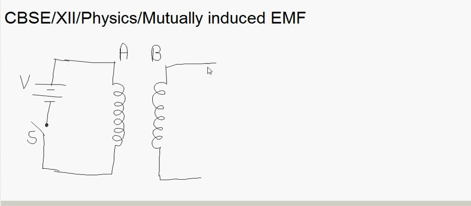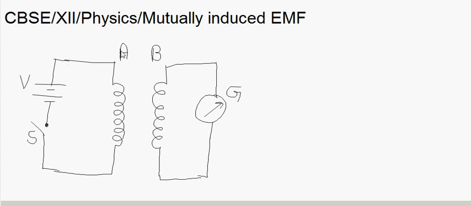To coil B, we will connect a galvanometer to check whether there is any current in the circuit, because if there is a current in the circuit, the galvanometer will show a deflection. This is the arrangement we can use to know about mutually induced EMF, or how an EMF gets induced due to mutual induction.